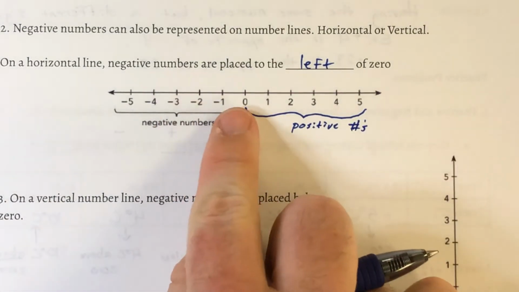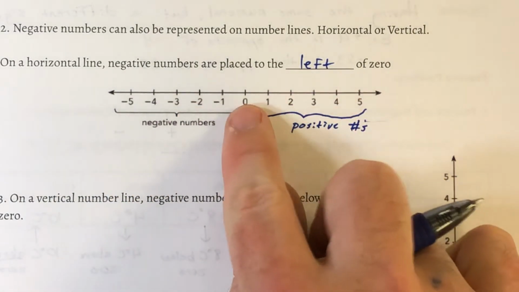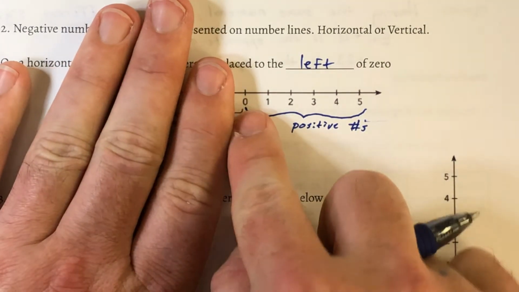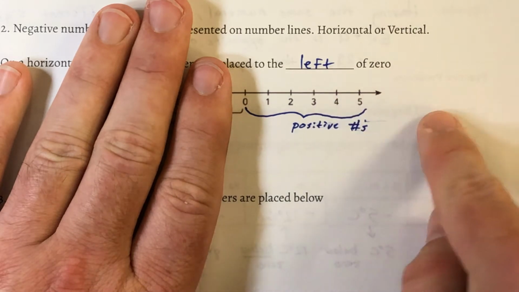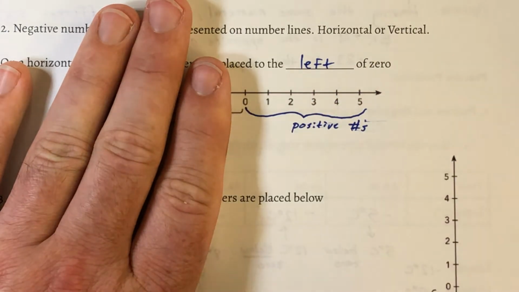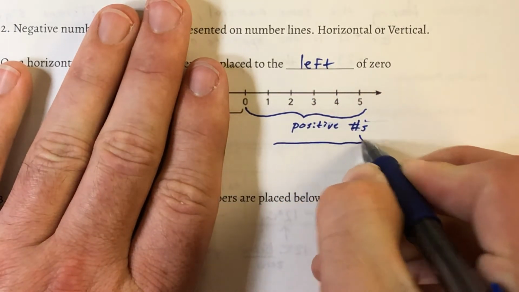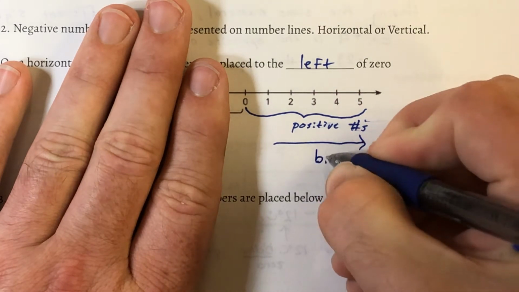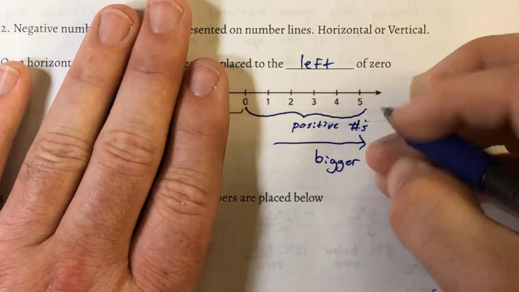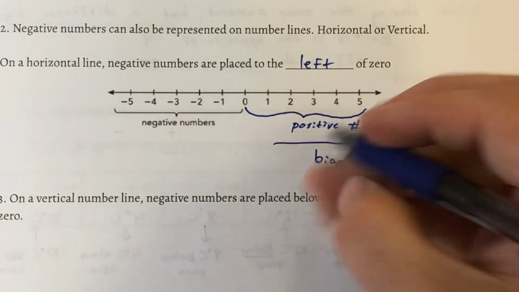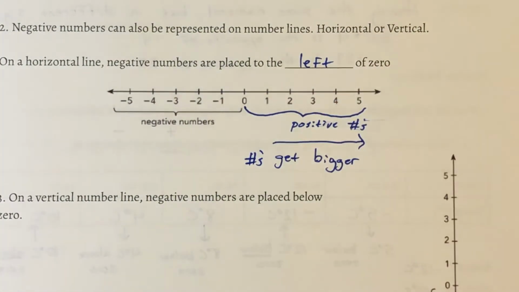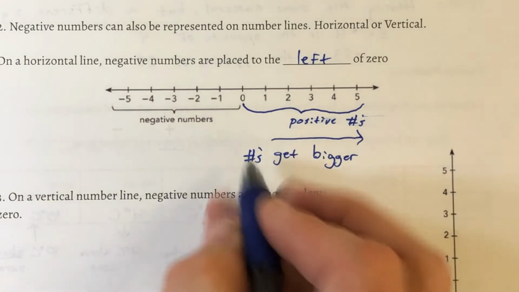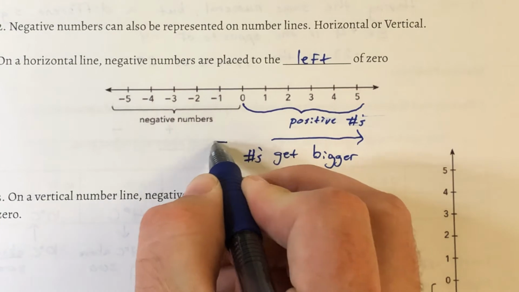So notice our numbers seem to have an opposite effect. Traditionally, we're used to dealing with positive numbers, and our numbers get bigger as they go farther right. Well, let's go ahead and jot that down. Numbers get bigger as they go right. Now what happens when you go left? Well, your numbers get smaller.